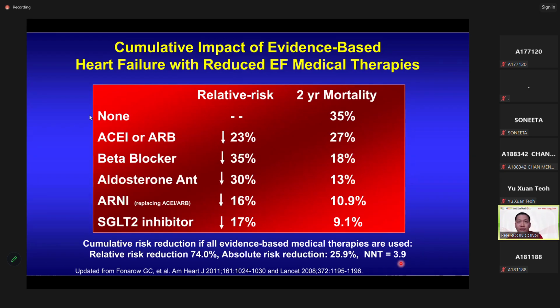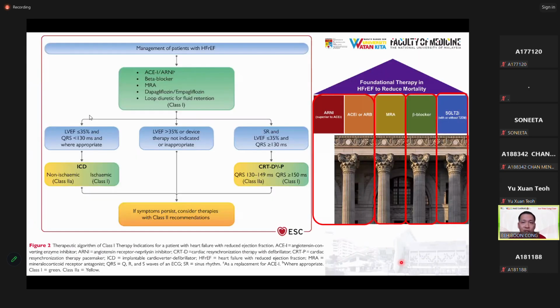So very effective in treatment of heart failure with reduced EF. If you look at the guideline, you start all the four pillars. The loop diuretic is not one of the pillars, it's just to improve the congestion, to decongest the patient. So the other four pillars are important. These are the pillars that you need to initiate for the patient.